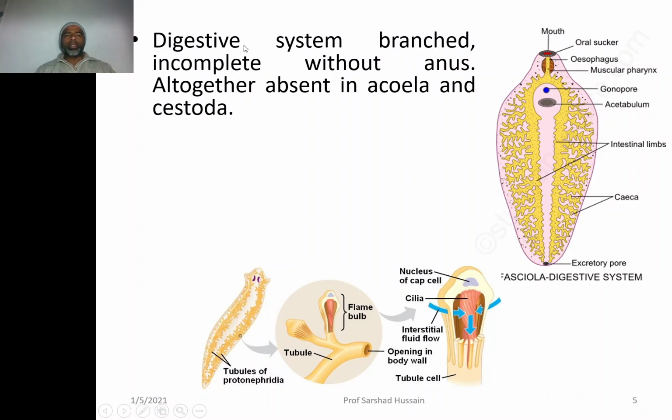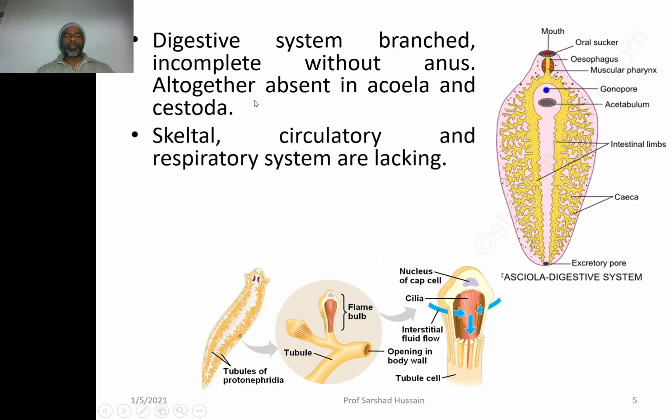And so the digestive system is altogether absent in Acoela and Cestoda, because the parasitic forms have to take pre-digested food material from the host, so they don't require the digestive system for digestion of material. Skeletal, circulatory system, and respiratory system are absent.